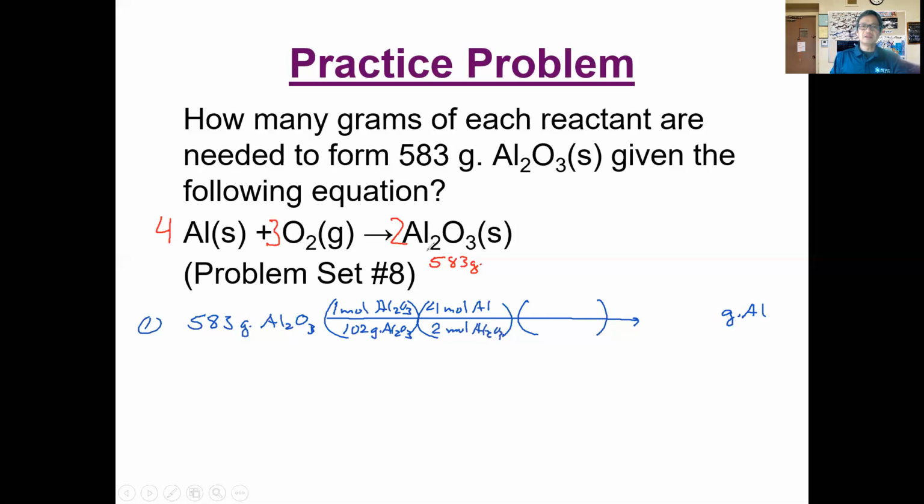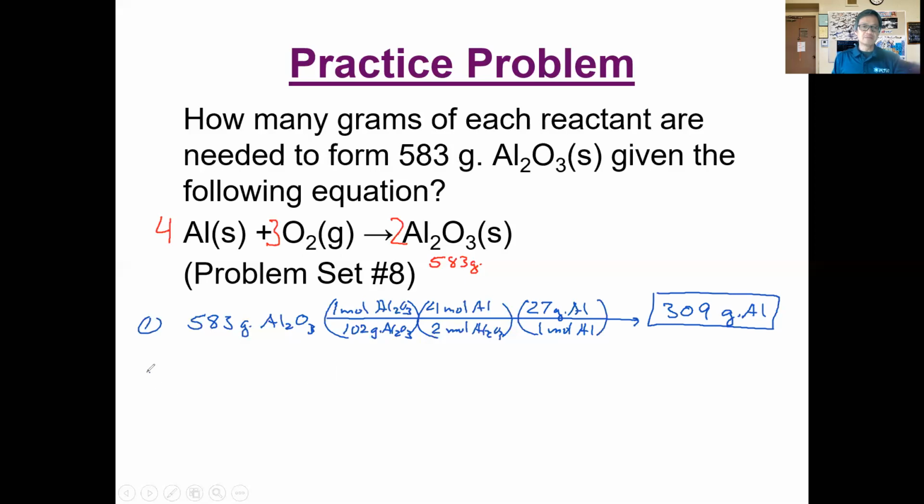And then finally, we multiply by the molar mass of aluminum, which is 27 grams of aluminum per 1 mole of aluminum. Make sure you are able to figure out where we get these molar masses from, why we divide then multiply, and where we get the mole ratio from. If you get that, you get your answer: 309 grams of aluminum. That's how much aluminum you need to start out with to get 583 grams of aluminum oxide.